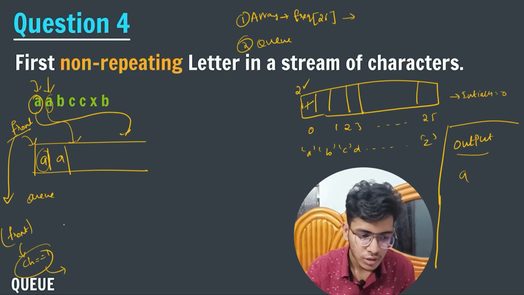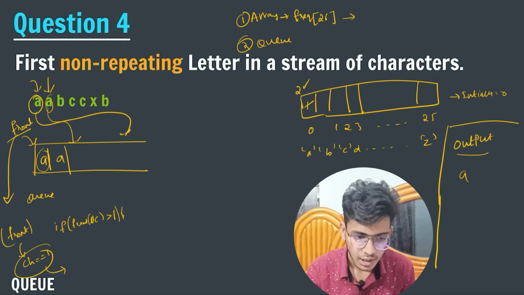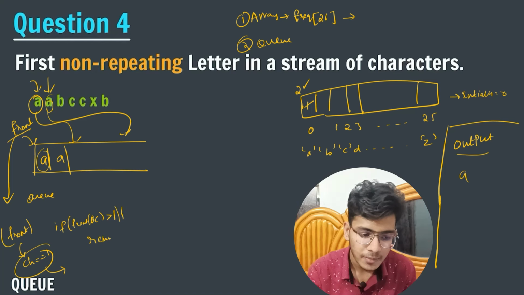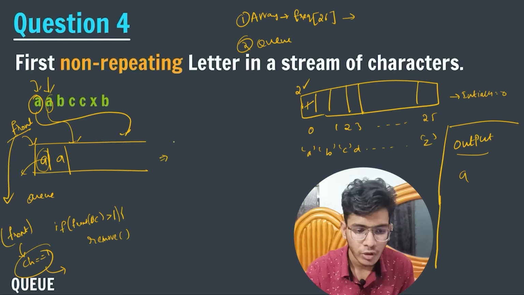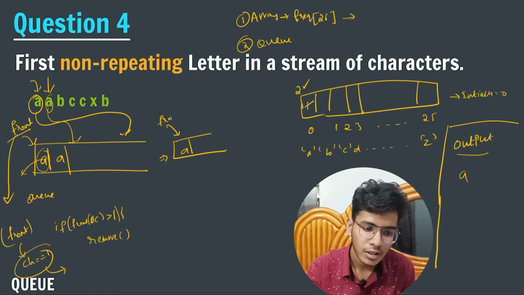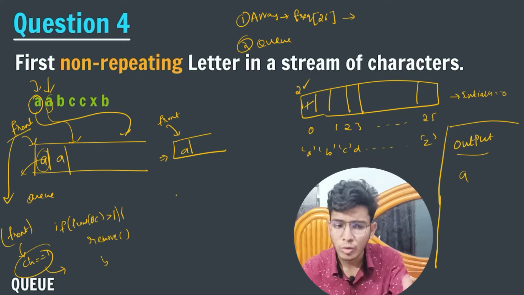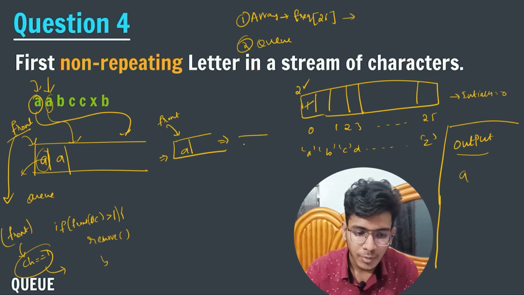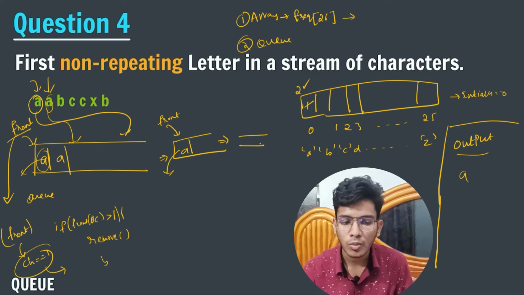If the occurrence of the front is greater than 1, then I will remove that element from my queue. So first of all, I will remove that element from my queue. My queue will become something like this, right? Now after that, I will check again for my front value. If the occurrence of the element present in my queue is greater than 1, then again I will remove. So again I will remove, and my queue will become empty now. I will remove this character also, right? Now my queue is empty.